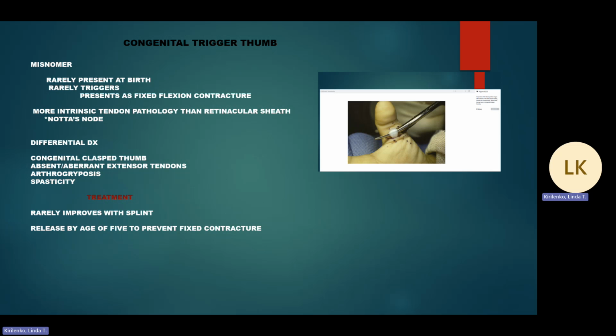Congenital trigger thumb, just a quick mention of this, it's really a misnomer. It's rarely present at birth, rarely triggers, most commonly presents as a fixed flexion contracture. Parents tend to become more aware of it as the child gets to be 2, 3, 4 years of age, and begin to explore their environment and use the hand more.